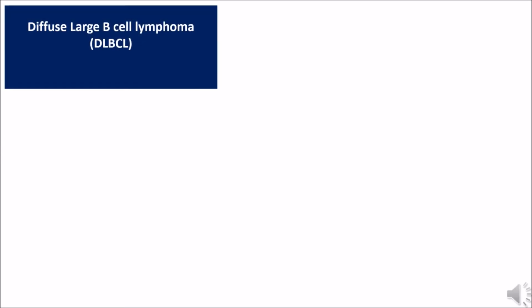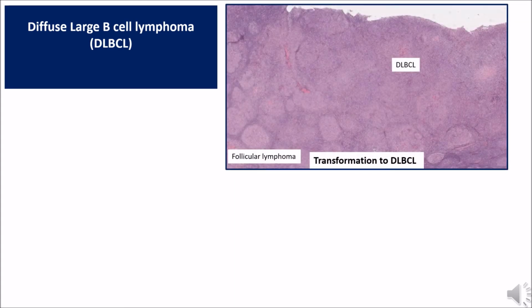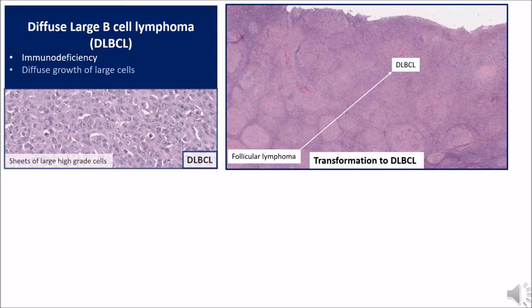Diffuse large B-cell lymphoma, DLBCL, is a common aggressive lymphoma which can arise either de novo or after transformation from a more indolent lymphoma. There are many subtypes, and immunodeficiency is a major risk factor. DLBCLs arising within the germinal center, GCB type, have a better prognosis than those derived from non-germinal center or activated B cells, ABC type. DLBCL, like the name suggests, is characterized by diffuse sheets of rapidly dividing large cells on histology.